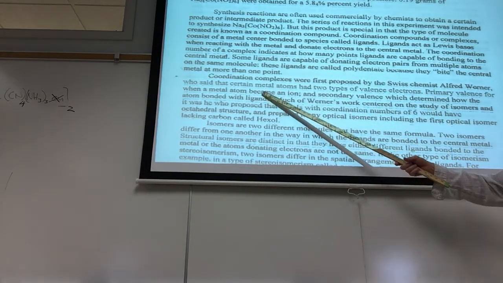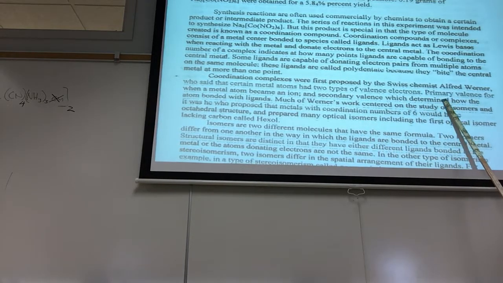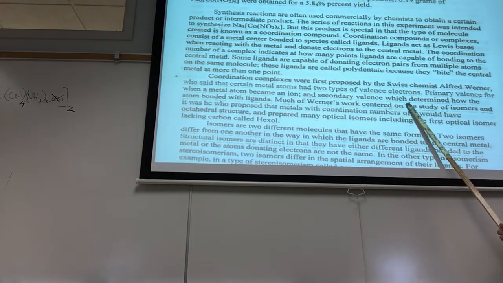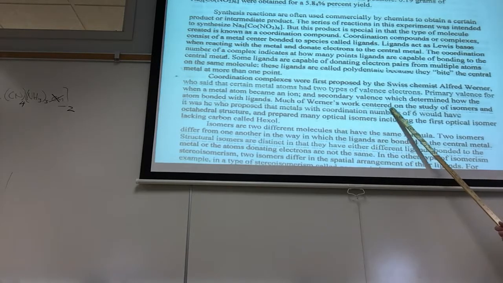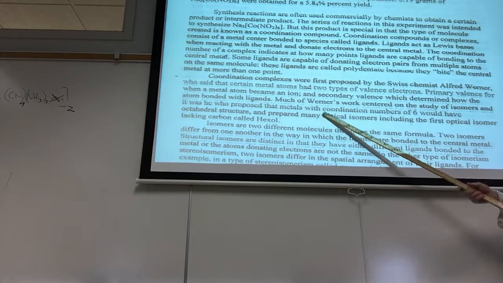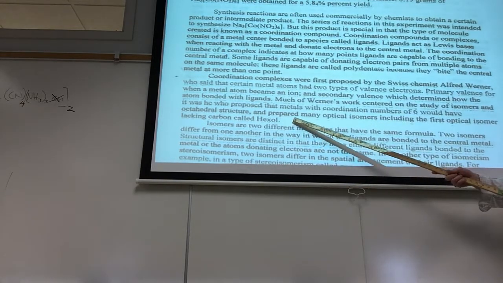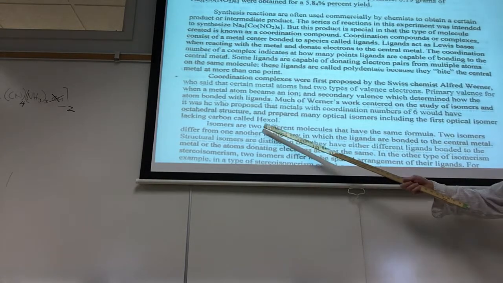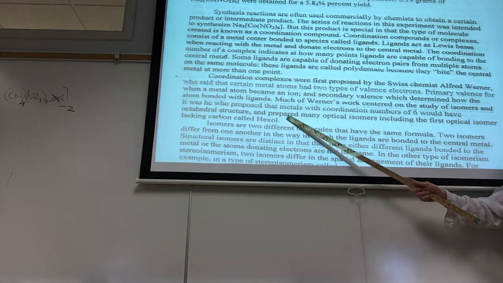Alfred Werner said that certain metal atoms had two types of valence electrons: primary valence, for when the metal atom became an ion, and secondary valence, which determined how the atom bonded with ligands. Much of Werner's work centered on the study of isomers, and it was he who proposed that metals with coordination numbers of 6 would have octahedral structure, and prepared many optical isomers, including the first optical isomer lacking carbon, called hexol. We don't have to talk about optical isomers, but we need a reference for this.